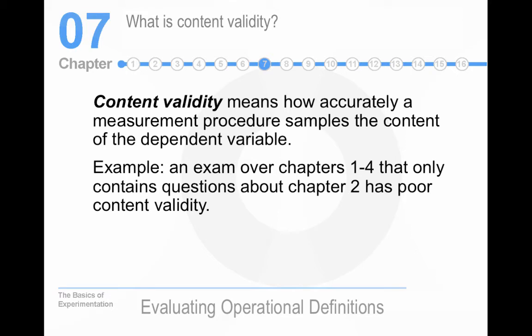Content validity means, are you taking a fair sample of what you intend to measure? So, as they say, an exam over 4 chapters that only has material from chapter 2 has poor content validity. I have a horror story from my undergraduate days.